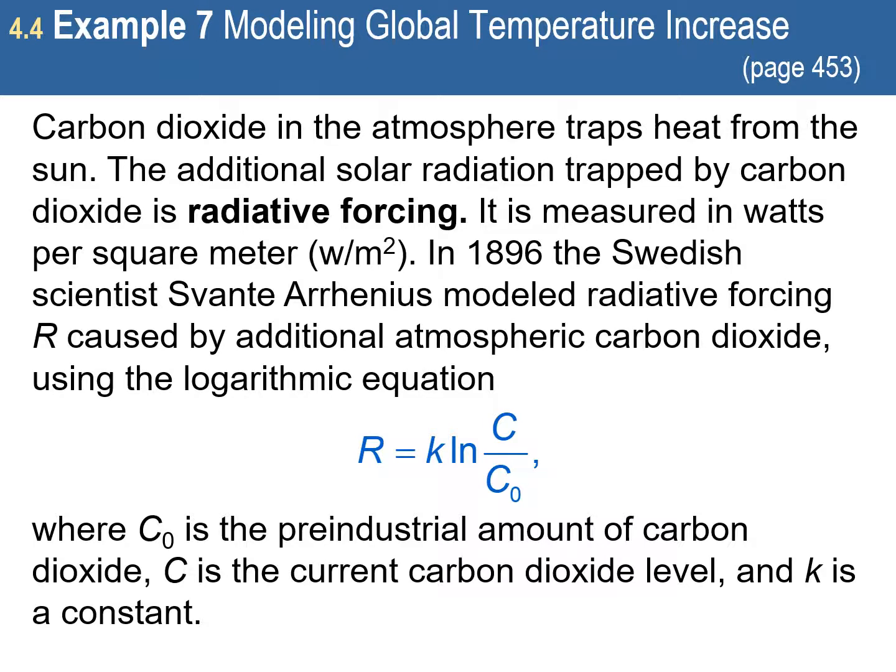Now, carbon dioxide in the atmosphere traps heat from the sun. The additional solar radiation trapped by carbon dioxide is a radiative forcing. It's measured in watts per square meter. In 1896, the Swedish scientist Arrhenius modeled the radiative forcing R caused by adding additional atmospheric carbon dioxide using the logarithmic scale. So R is K natural log of C over C naught, where C naught is a pre-industrial amount of carbon dioxide, and C is the current amount of carbon dioxide, and K is a constant.